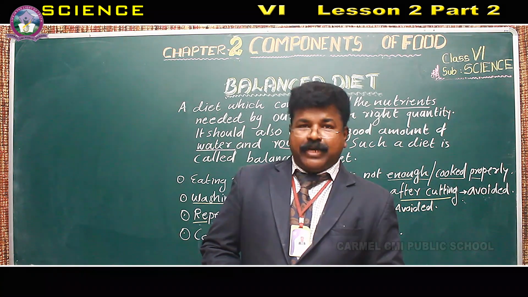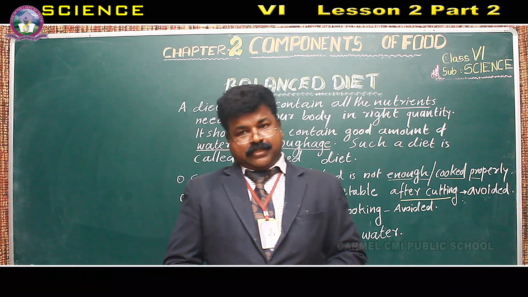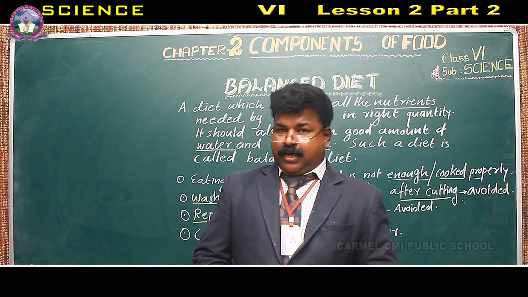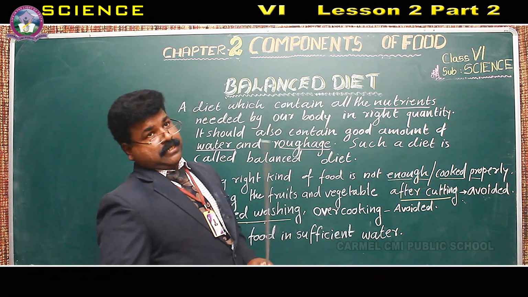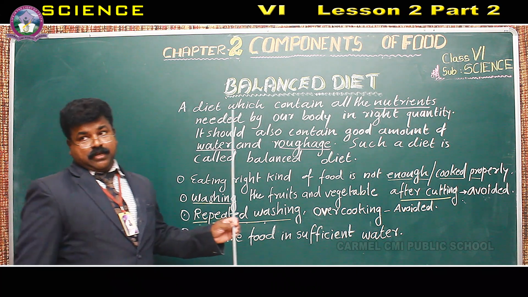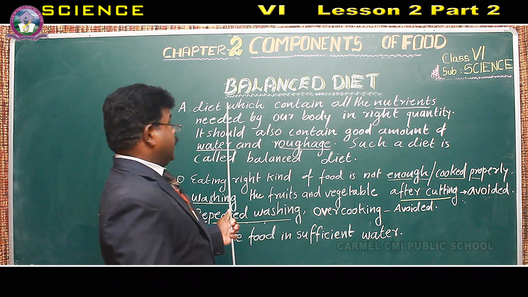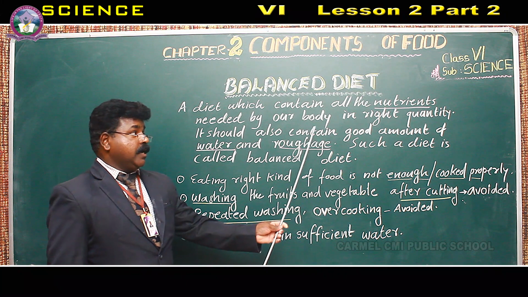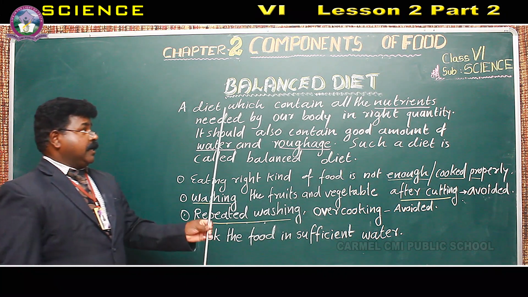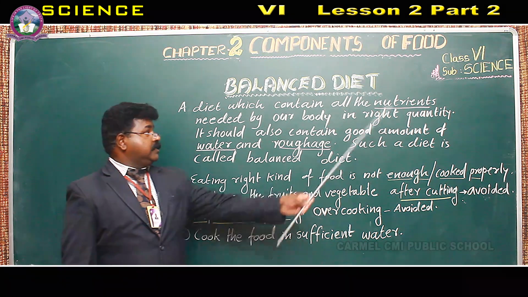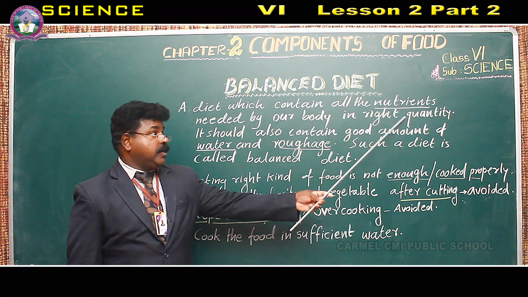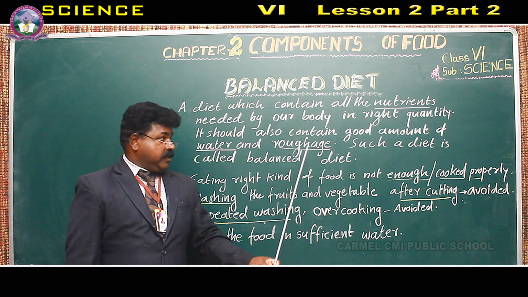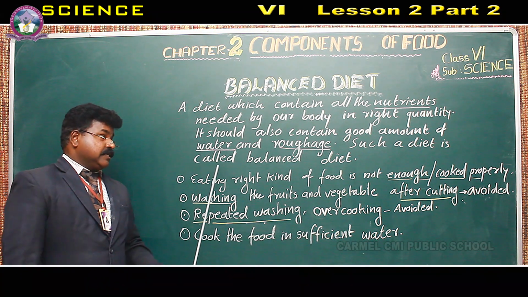Okay, students. Up to now, we have discussed different types of nutrients. Now we will discuss a diet which contains all these nutrients. Okay, that is balanced diet. So first of all, let us see the definition for balanced diet. A diet which contains all the nutrients needed by our body in right quantity. It should also contain a good amount of water and roughage. Such a diet is known as balanced diet.